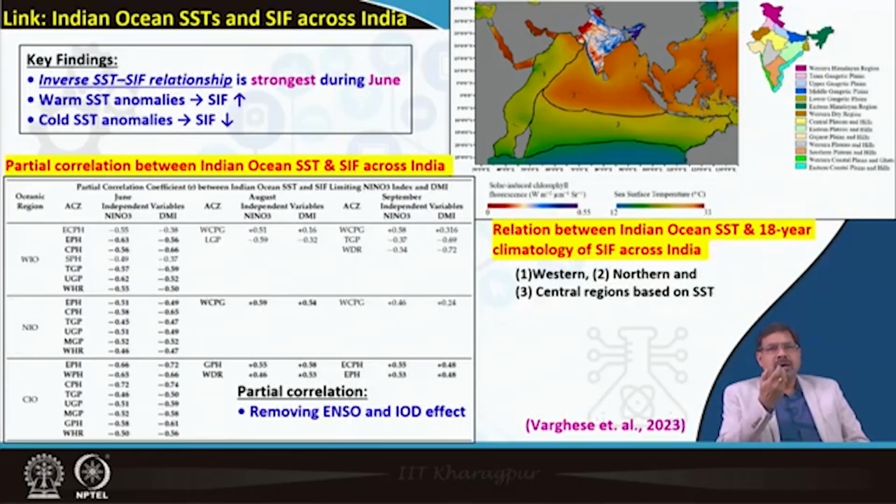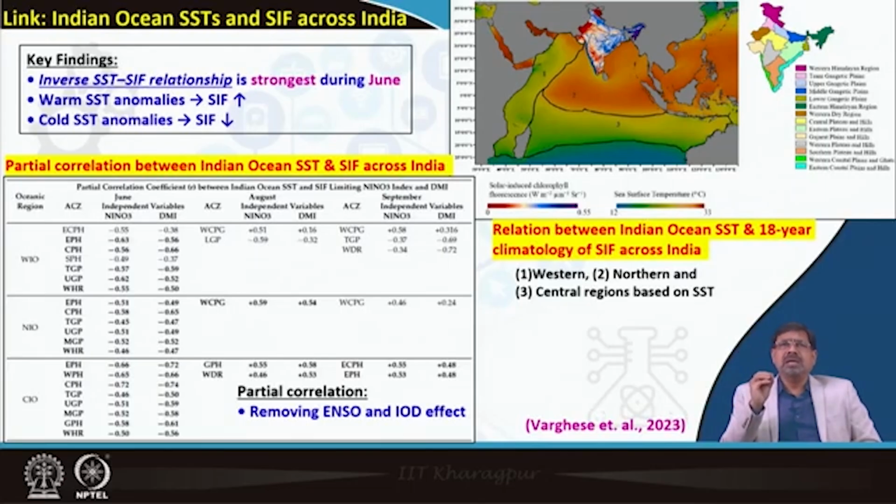So, what has been done? We picked it and did a monthly and seasonal analysis, and found an inverse relationship between SST and SIF. That means if sea surface temperature is higher, then the solar induced fluorescence, which is also an indicator of NPP, is relatively lower. This relationship is very strong during the onset of the monsoon period, that is the month of June. So, warm SST anomalies mean lower SIF, and cold SST anomalies mean higher SIF.